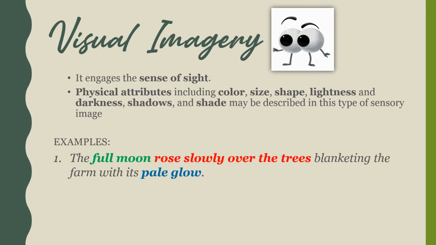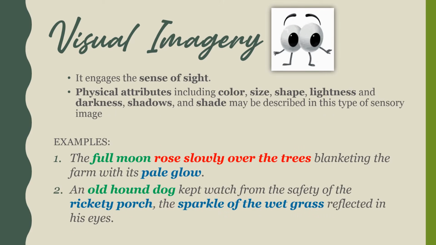Number 1. The full moon rose slowly over the trees, blanketing the farm with its pale glow. In this sentence, full moon describes the shape of the moon. Rose slowly over the trees is a description of how it moves. And pale glow is a description of its color. So with this simple sentence, the reader can already imagine that it is nighttime and the moon is big and radiant. Let's have example number 2.